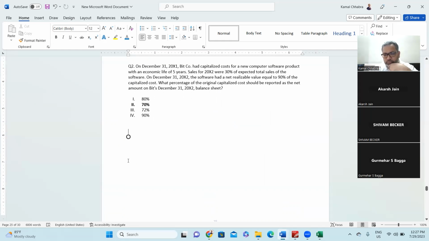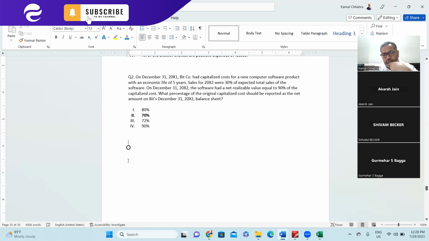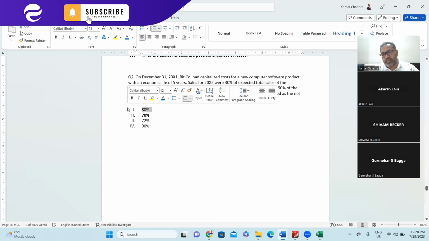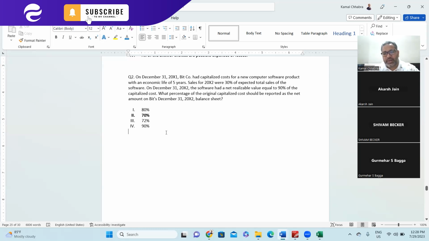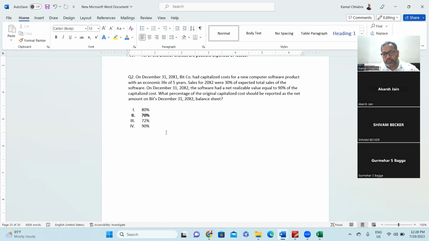How did the percentage use method come in here? If you see, sales for 2002 was 30% of the expected sale. This is an indication that they have used the percentage of sales method. So that you need to identify. If you had considered the straight line method, then you might have gone to the 80% answer. So these are tricks which you need to understand, and it will come from experience only, when you start doing multiple choice questions.